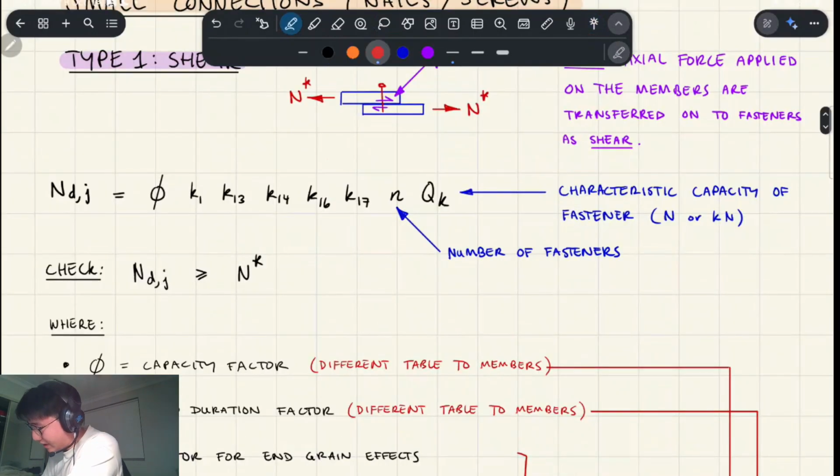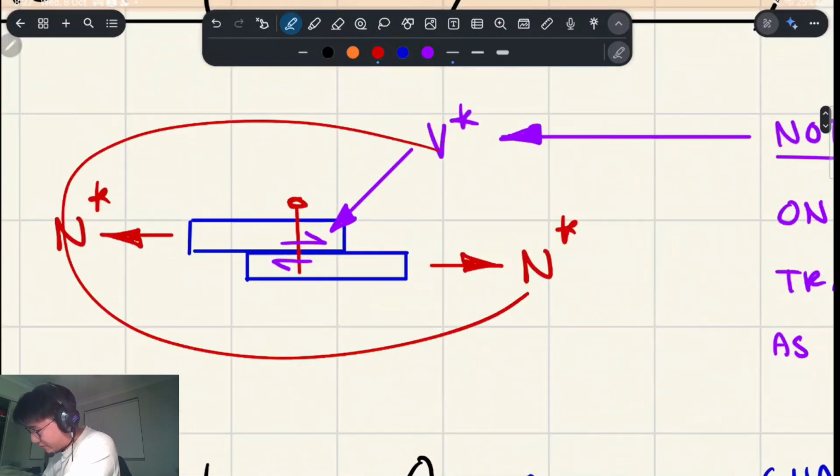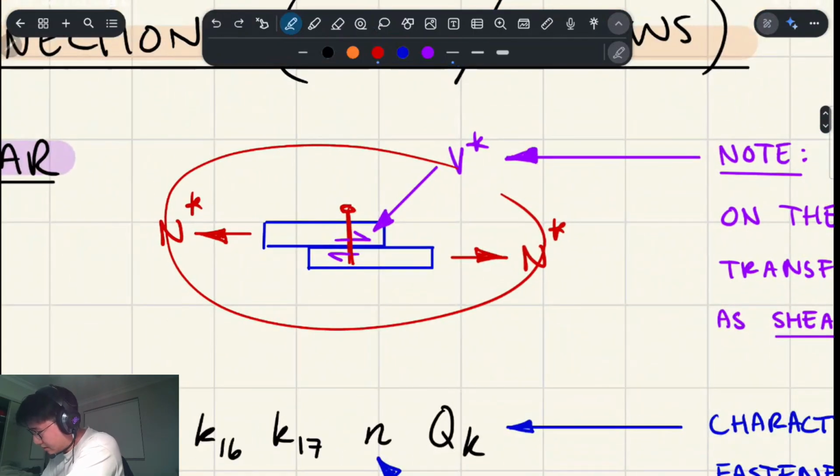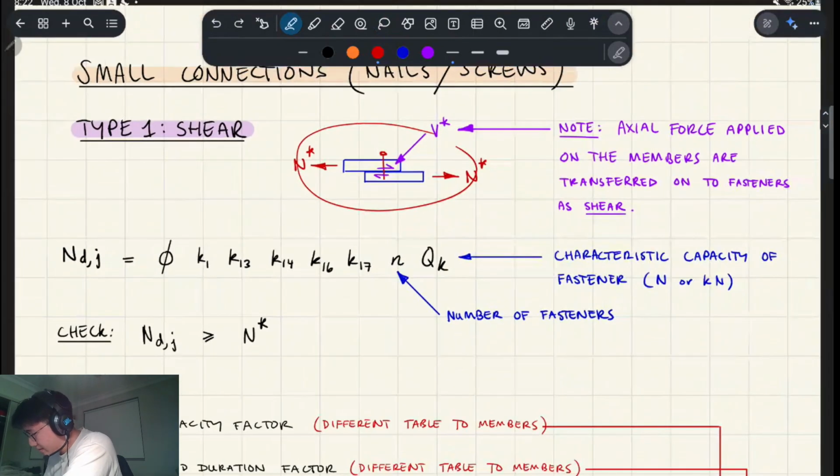Which makes sense, because if you think of this system, for example, going into the page, right? If I have more and more fasteners behind this, just imagine they're lined up. It would share that external load between all of them linearly, right? So the number of fasteners will basically linearly increase the strength.